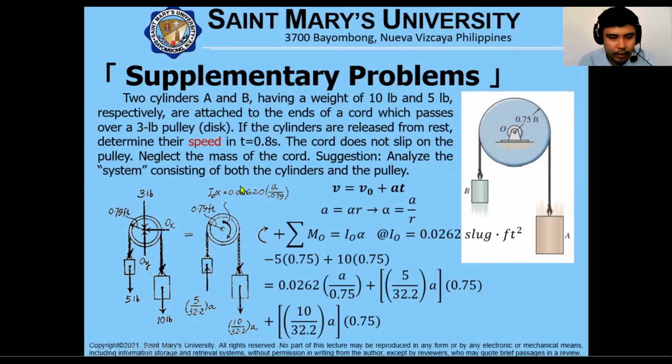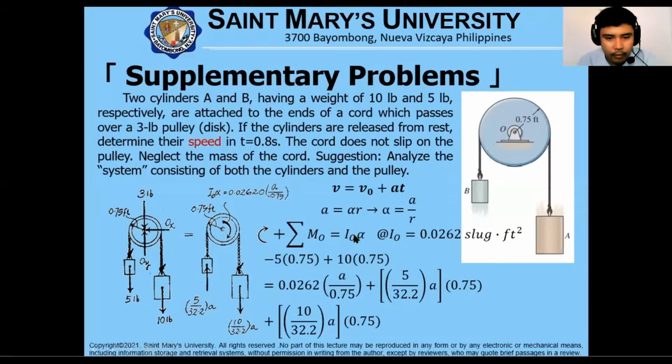Now let us focus our attention here on the right side of the equation. Equals 0.0262 multiplied by A multiplied over 0.75. So how would we arrive at this term? We arrive at this term due to this. So take note of the following equation.